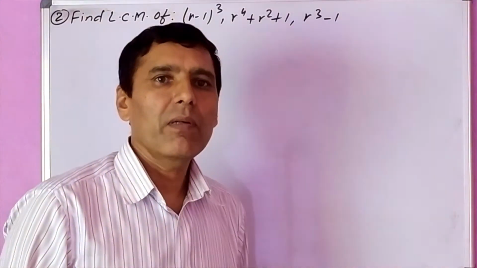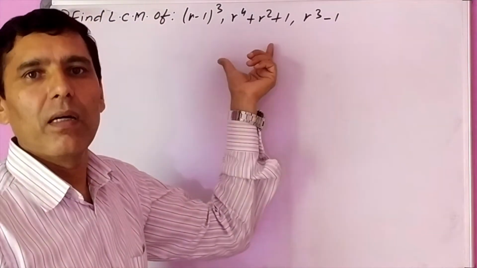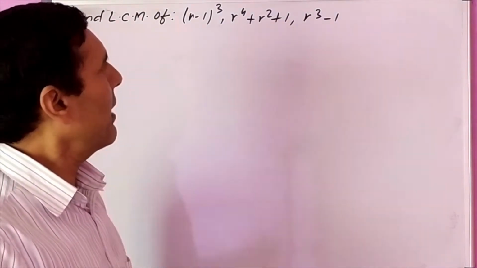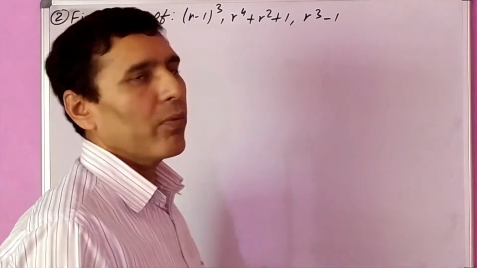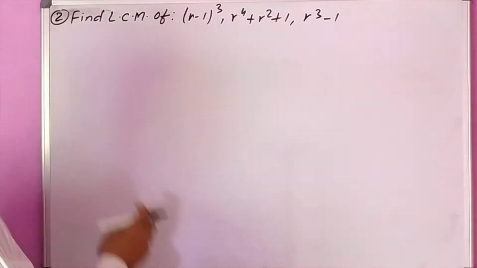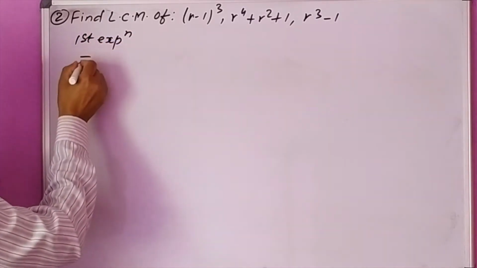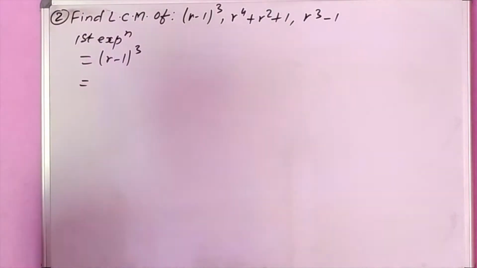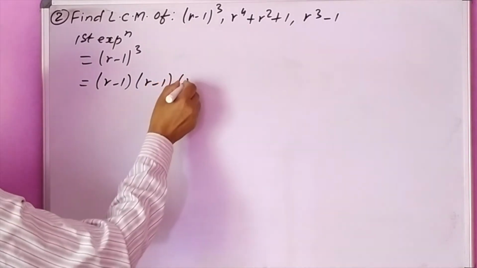So guys, here we have another question to find the LCM. Question number 2, there are three expressions. First expression r minus 1 whole cube, second expression r power 4 plus r square plus 1, and third expression r cube minus 1. To find their LCM, we factorize them one by one. So first expression is r minus 1 to the power 3. This we write r minus 1, r minus 1, r minus 1.